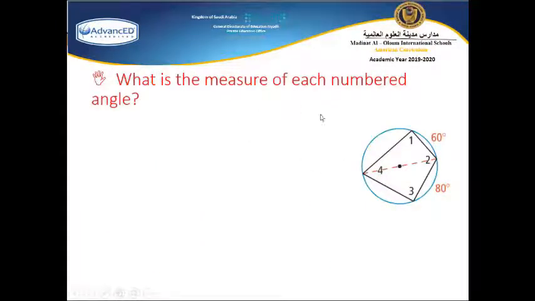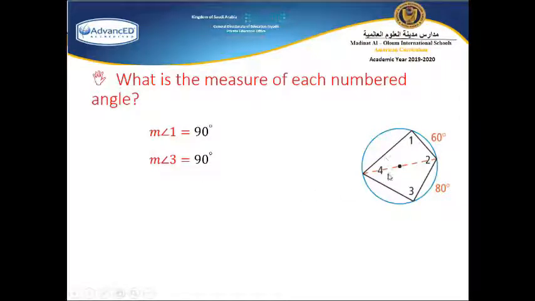What is the measure of each numbered angle? We have a quadrilateral. Remember that for a quadrilateral inscribed in a circle, each two opposite angles are supplementary. By finding the measure of angle 1, here it is inscribed in the semicircle, so it equals half of 180. Then the measure of angle 1 equals 90 degrees. And also the measure of angle 3, this is inscribed in the semicircle, then also a right angle, equal to 90 degrees.